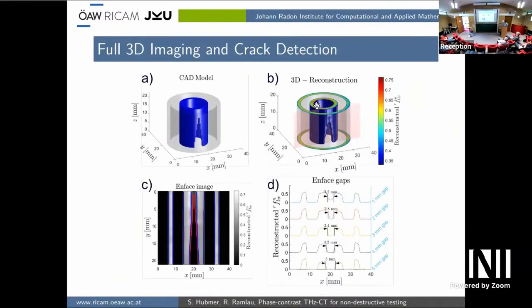And in fact, you can do this fully 3D. So we had here a plastic sample which had an opening crack, and you can reconstruct it in 3D. That's what happens here. If you look at this front side, you can see that the reconstruction more or less caught the crack, and the gaps here are corresponding in size to what we actually measured with the scale afterwards.